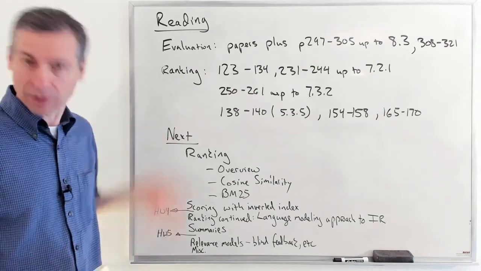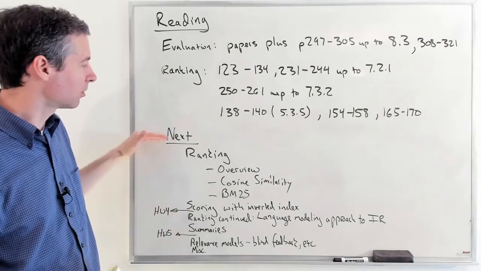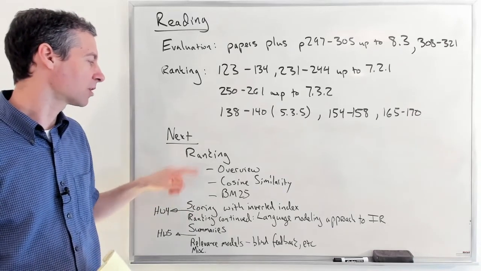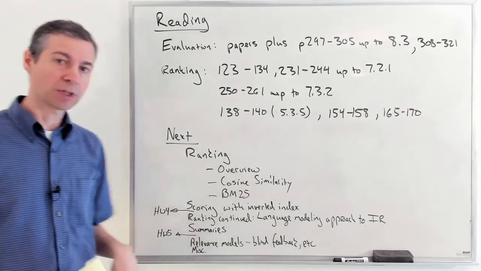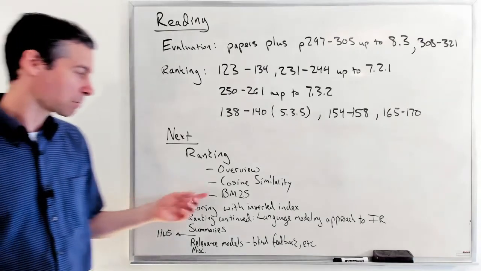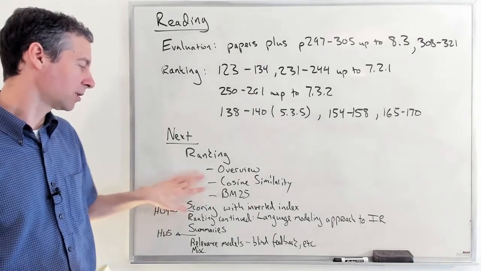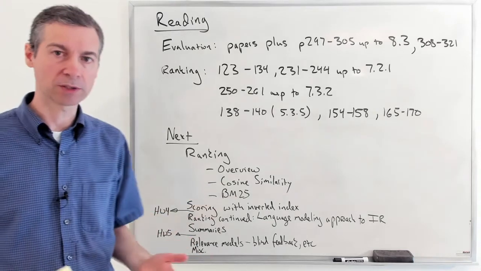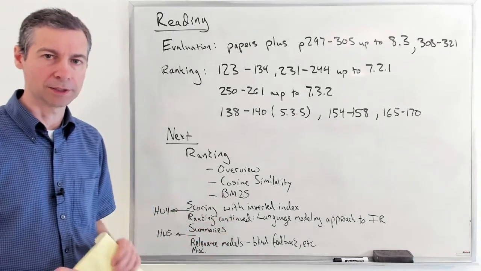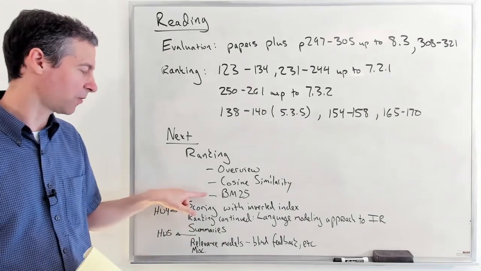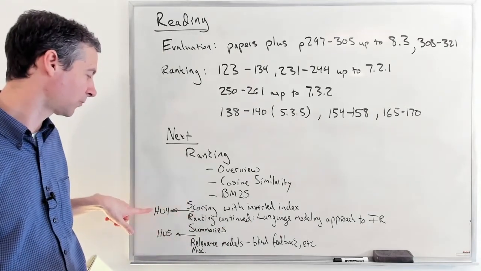So where are we headed? So we've just finished evaluation. Now we're headed into ranking. So I'll give you a bit of an overview. Then we'll talk about cosine similarity, then BM25, and then I'll switch after covering these two fundamental ways to do retrieval. BM25 is what you're going to implement on homework 4.